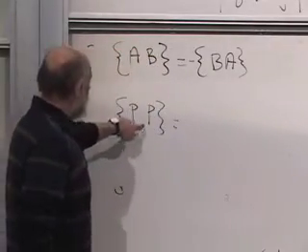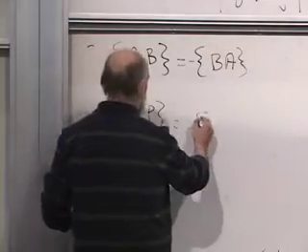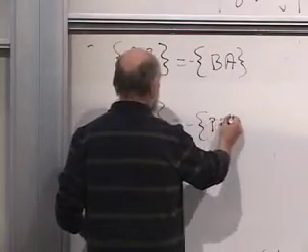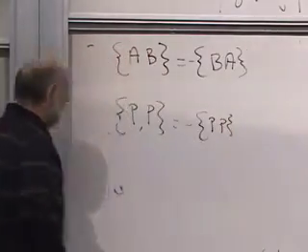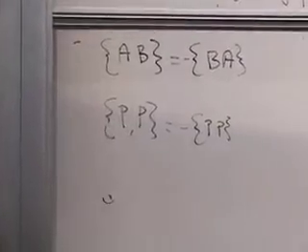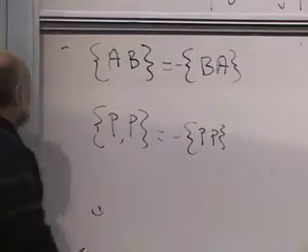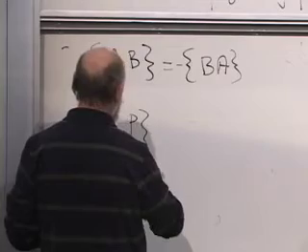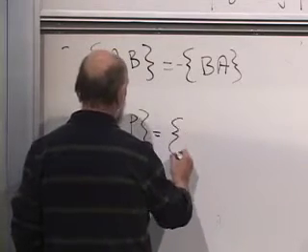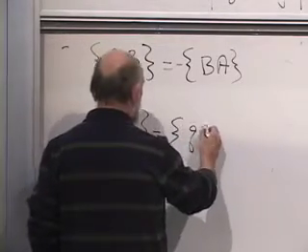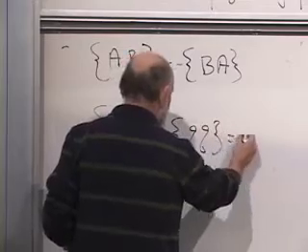The Poisson bracket of P with P is equal to minus the Poisson bracket of P with P from the above rule here. But anything which is equal to its own negative is 0. So the Poisson bracket of P with P is equal to the Poisson bracket of Q with Q and is equal to 0.